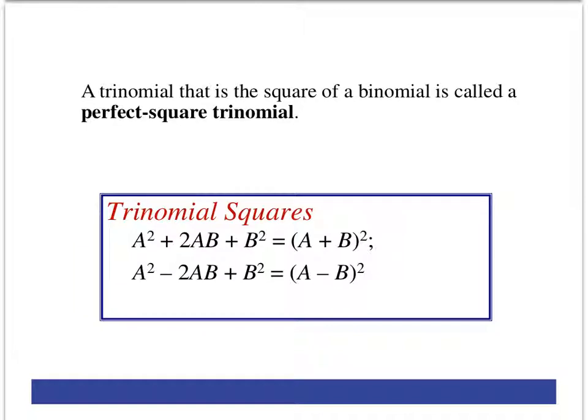So a trinomial that is the square of a binomial is called a perfect square trinomial. And it looks like this: a squared plus 2ab plus b squared equals (a plus b) squared. Or you have a squared minus 2ab plus b squared. Remember, the plus or minus is always whatever the middle term is, and the last term is always positive.